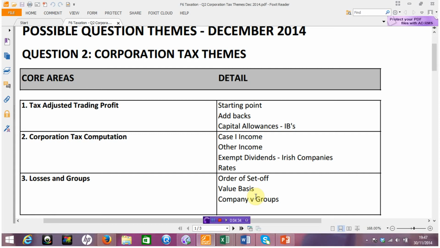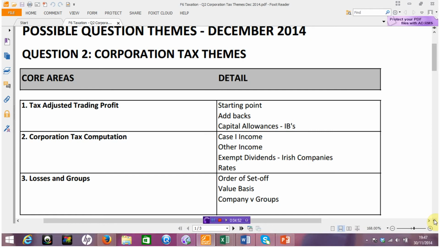I wouldn't rule it out, but more in the sense of what can happen, what the upsides are of companies being in a capital gains group. So essentially, those are the three core areas. I'm going to give you a little bit of detail now below in relation to what I feel would be most likely to come up under those headings.